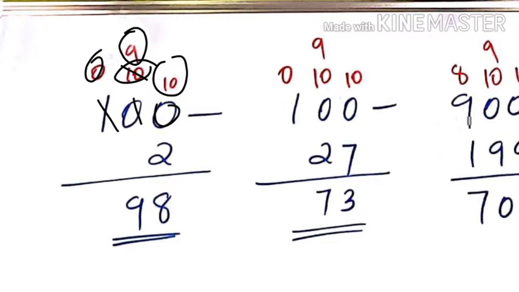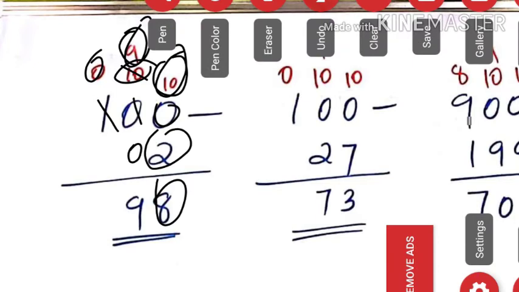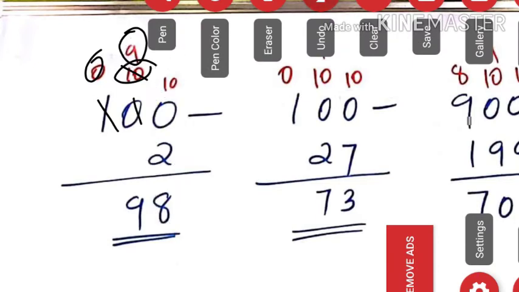Now we can perform the subtraction. 10 minus 2 is 8. 9 minus, there is no digits here. So 9 minus 0 is 9. Here 98 is the answer of first example.